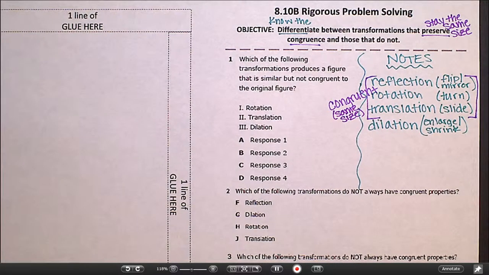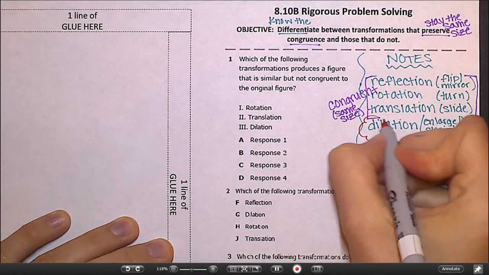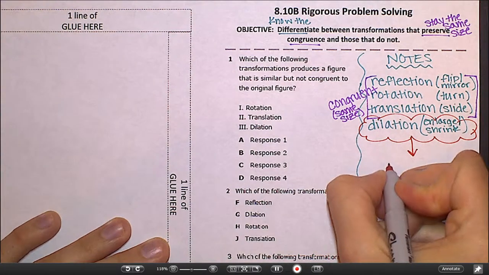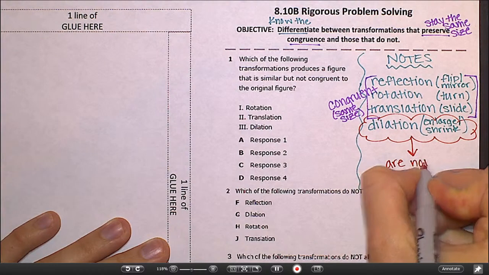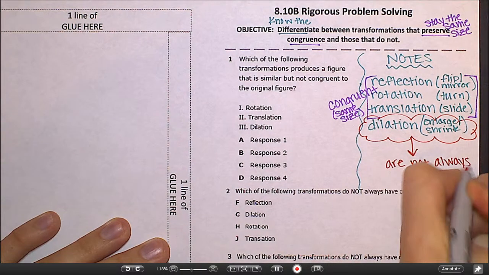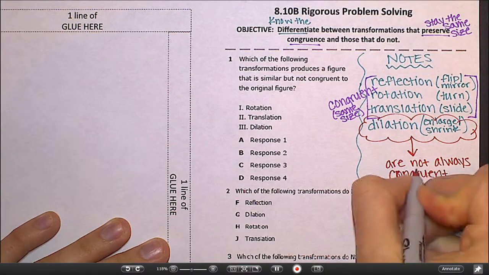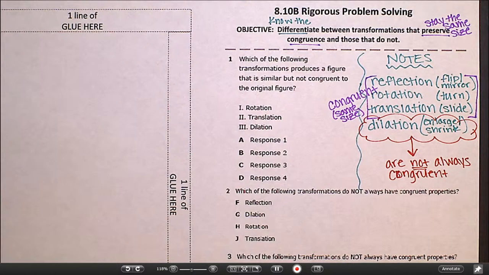A dilation, on the other hand, dilations are the only transformations that are not always congruent. That's all you need to know for today. Reflections, rotations, and translations: the image stays the same size. It is congruent to the original image, but a dilation is not always congruent to the original image. In fact, normally it's not.